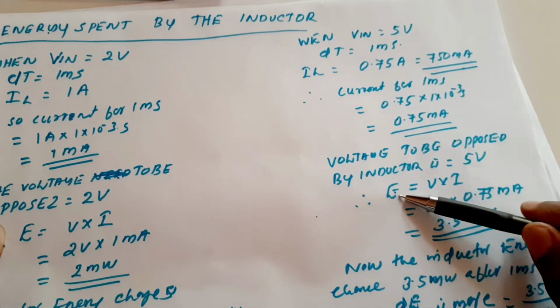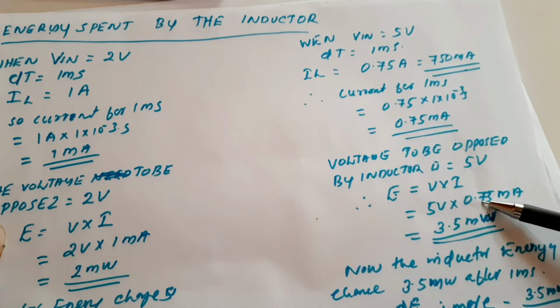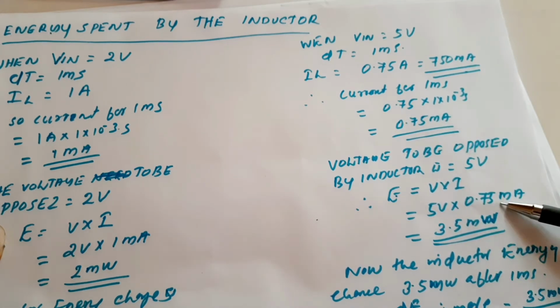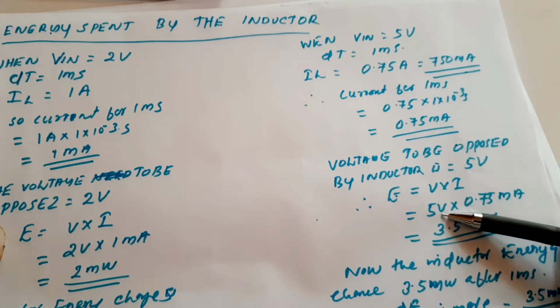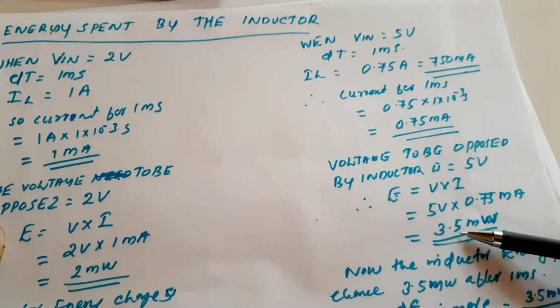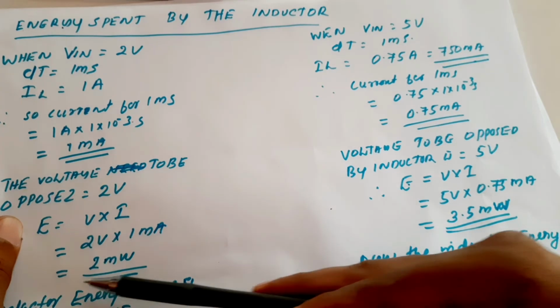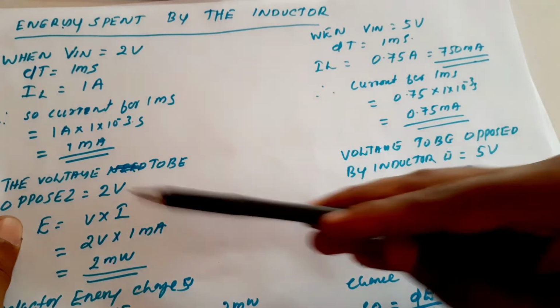So the inductor has to spend an energy of 5 volts, and so each electron has to carry this voltage. The current flowing through the inductor is 0.75 milliampere, and each has to possess 5 volts. So the total energy required is 3.5 milliwatts. Earlier it was 2 milliwatts when the input voltage is 2.